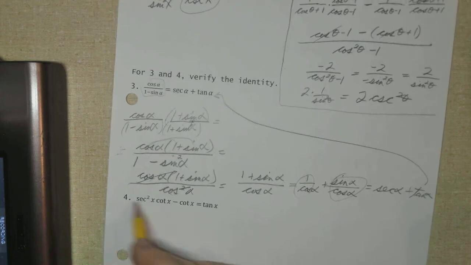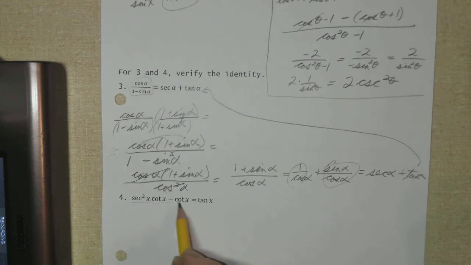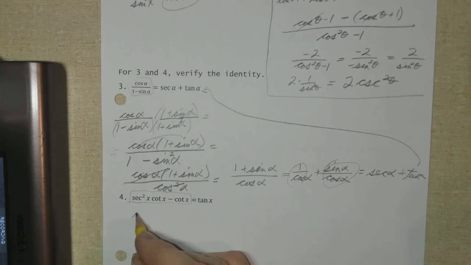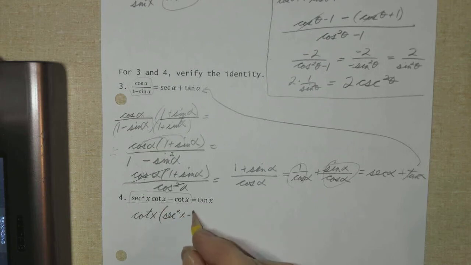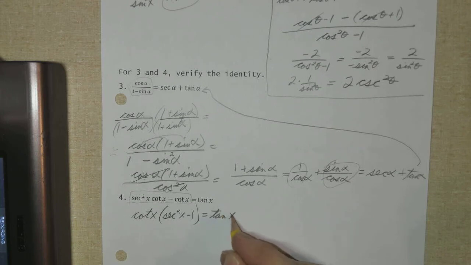Alright, let's see if we can get this one to work. And I think I'll work with this side. We usually work with the more challenging side. And the thing I'm seeing here is I think maybe this has the common factor of cotangent. So I'm going to take secant cotangent x. So I'm going to take secant squared x minus 1, and that equals tangent x.